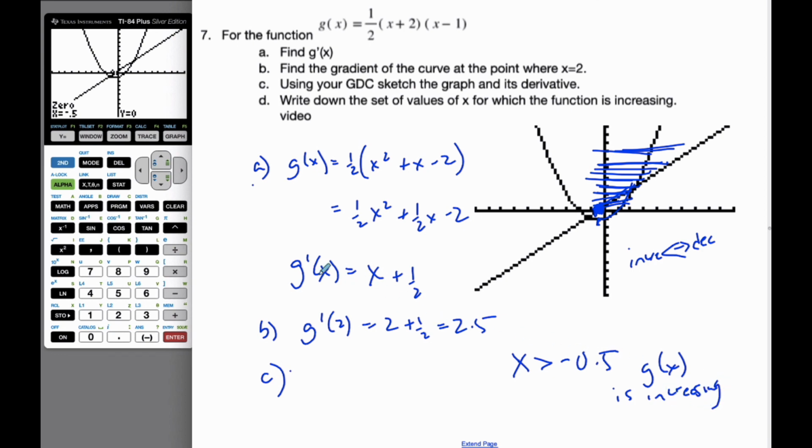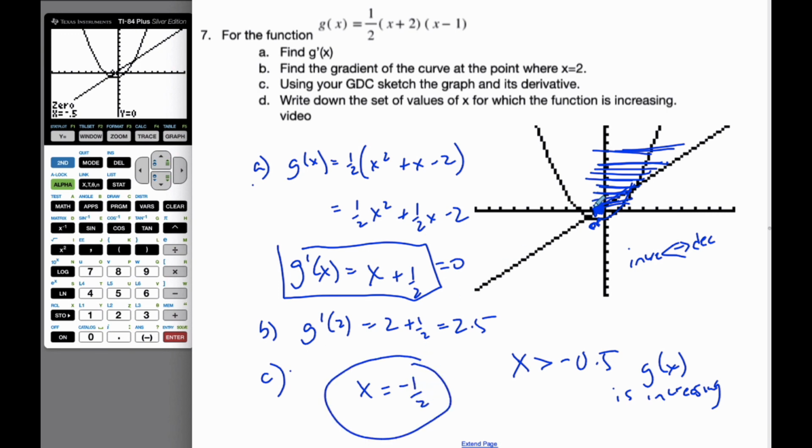Okay, I could also have taken this here, set it equal to 0, which will find me my turning point. So then I get x is equal to -1/2. I can analyze the graph and see that these are positive y values, and so g is increasing when the derivative is positive.